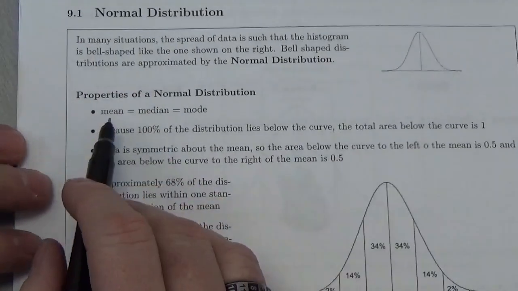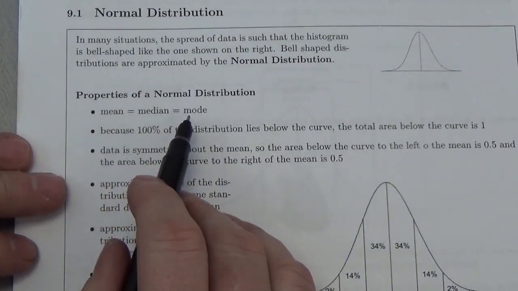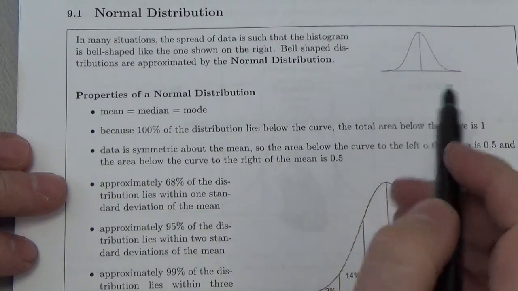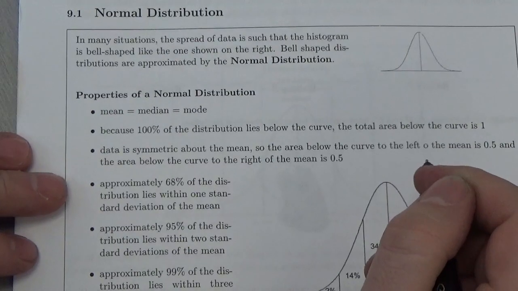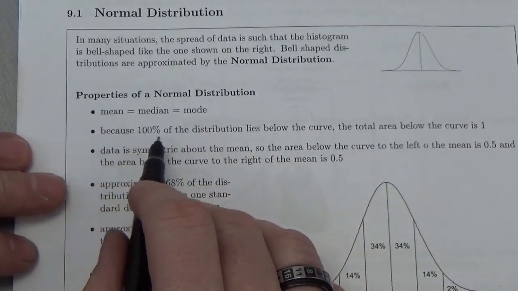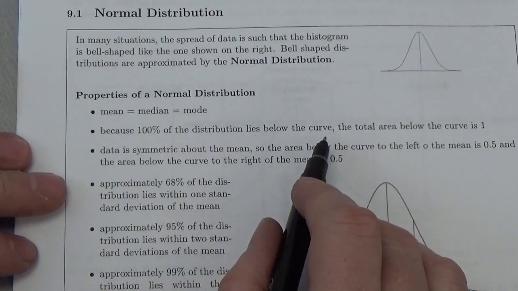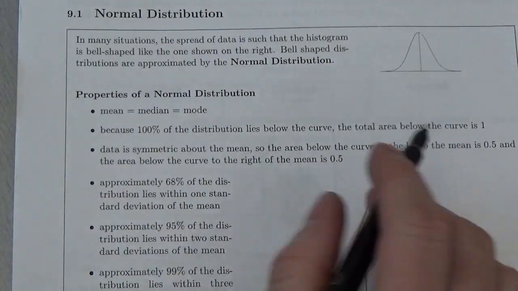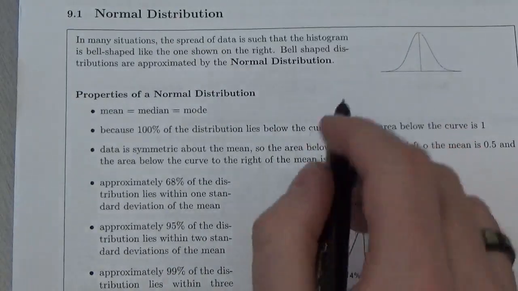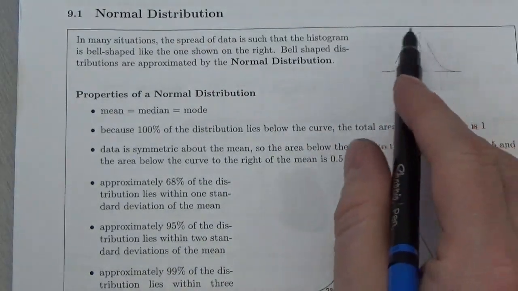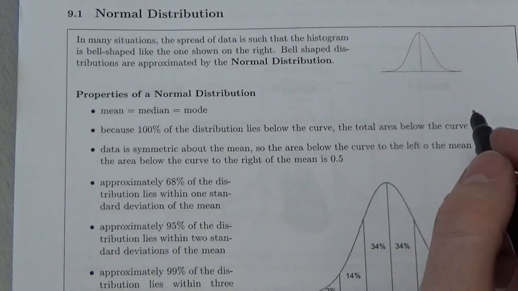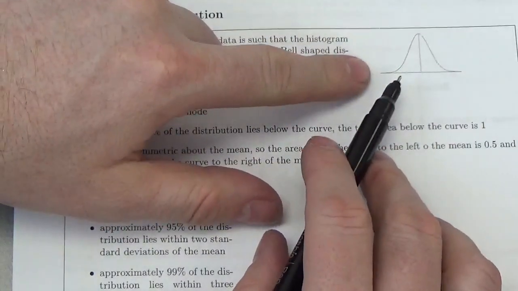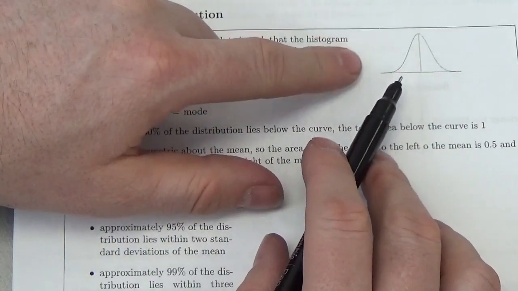Well, first of all, the mean and the median and the mode are all the same, and they show up right down the middle of that distribution. Because 100% of the distribution lies below the curve, the total area below the curve is 1. What hasn't been stated here is that there is a very specific function that creates this bell curve, this normal distribution. We do have an equation for it.